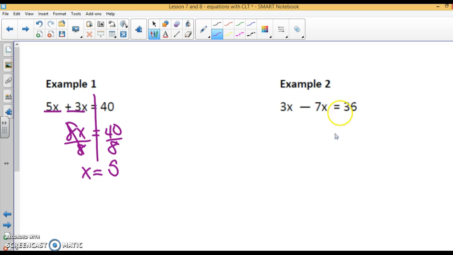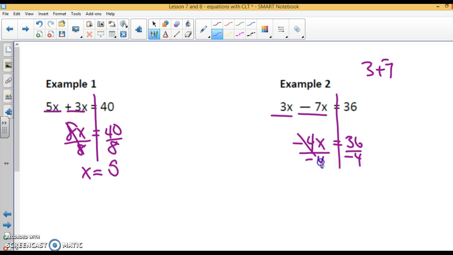All right, let's look at the second example. 3x minus 7x equals 36. Well, 3x minus 7x, if I combine like terms, I get negative 4x. 3 minus 7, remember that's the math you're doing. 3 minus 7. Add the opposite, that's negative 4x equals 36. Divide both sides by negative 4. And I get x is negative 9. Remember, you are dividing by negative 4 because what's happening with the variable? You're multiplying by negative 4.